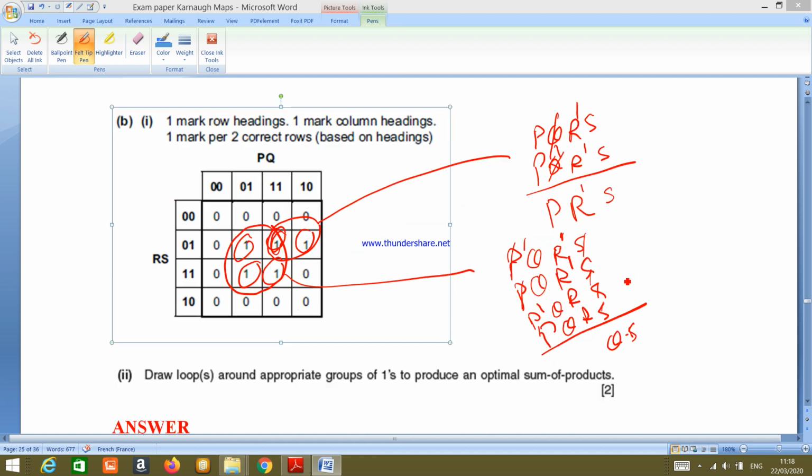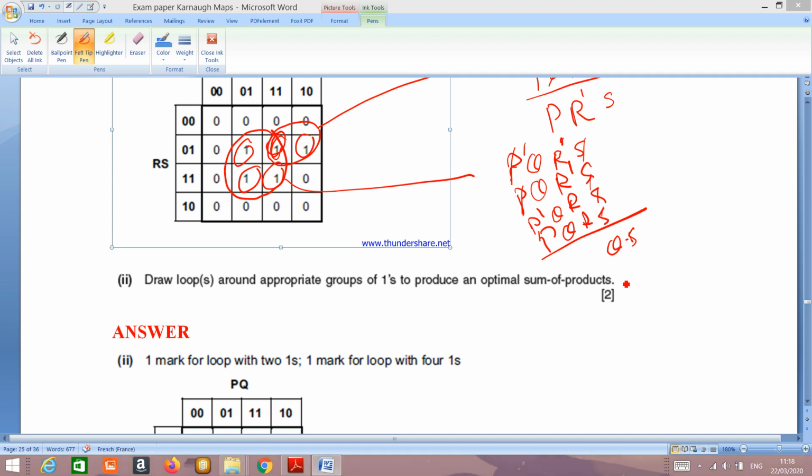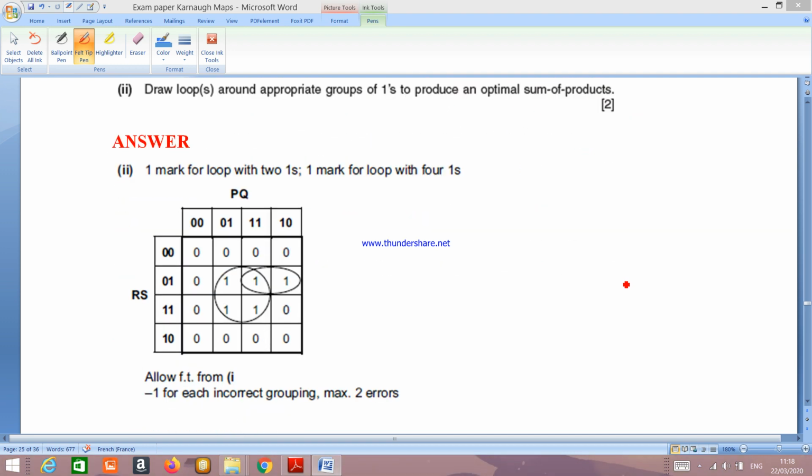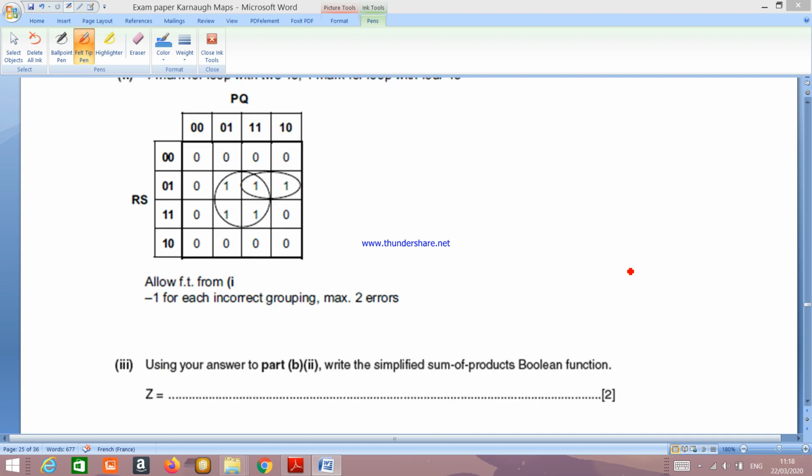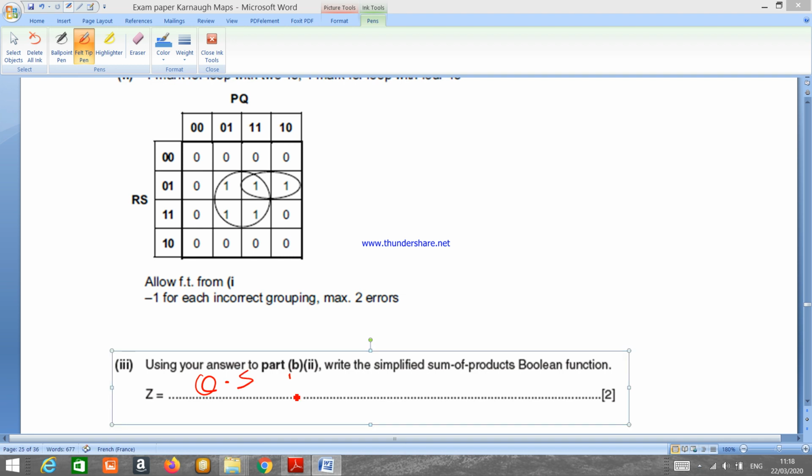Okay, let's try this now. When you work it out, the groups will give an answer. Check it again. Q dash plus R P S dash. Okay. Next now, let's look at another question.